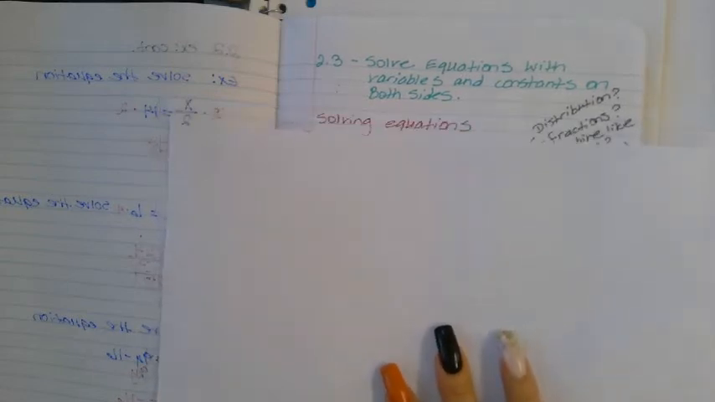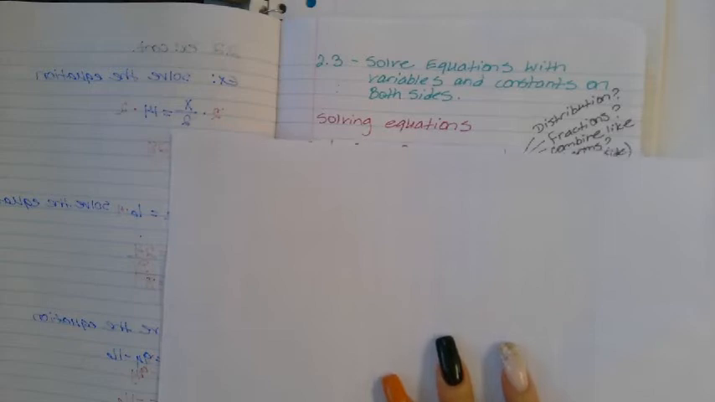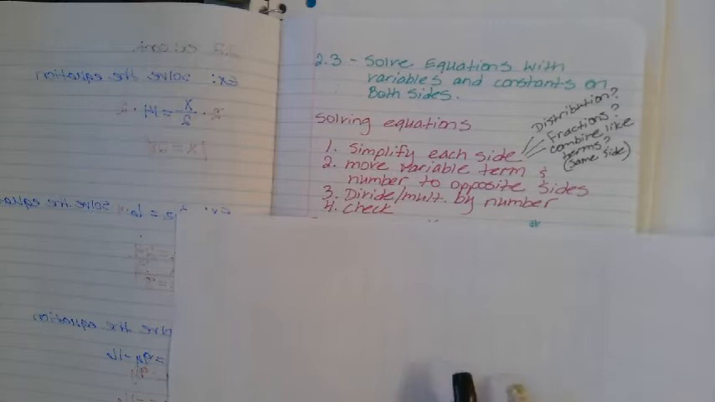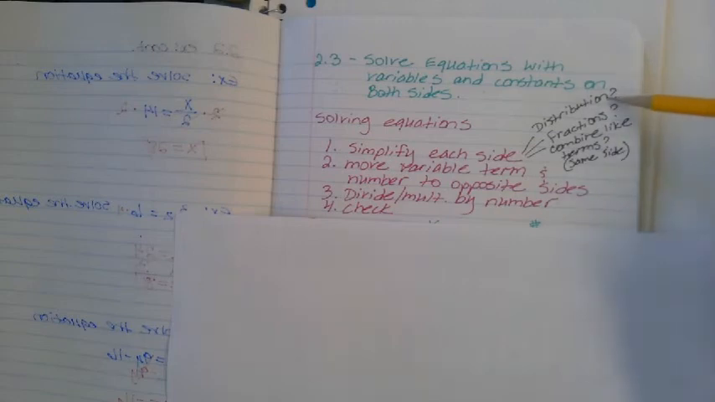Okay, so when we're solving equations, there's some steps we need to take. I'll just show you all the steps first. So number one would be to simplify each side. When you simplify each side, you want to look for distribution, fractions, or combining like terms. And I put same side because it would be combining like terms on the same side of the equation, not opposite sides.